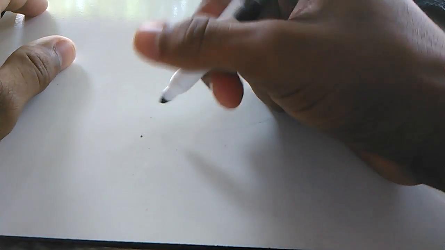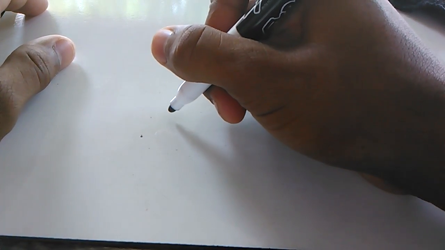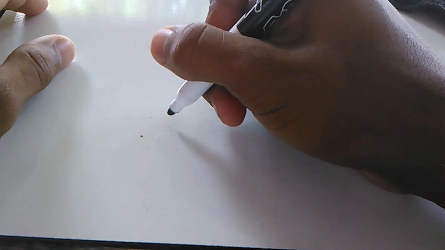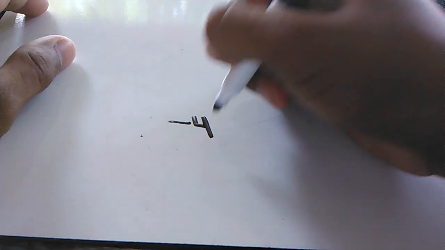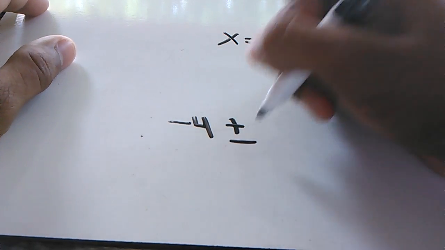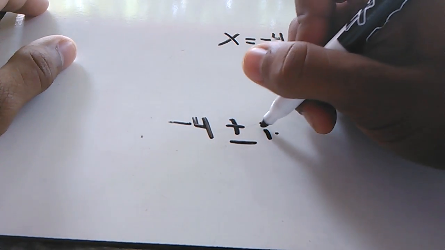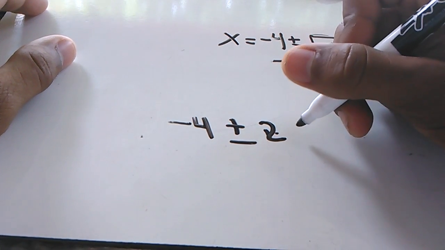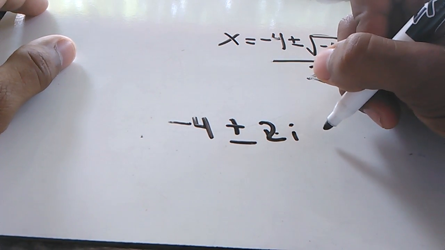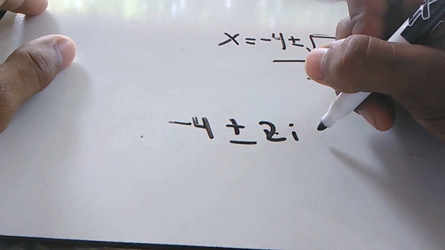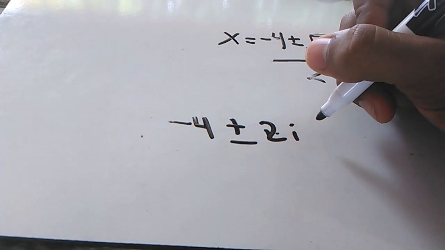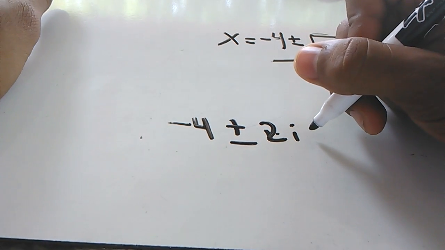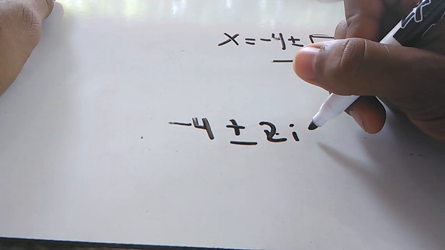Now that we know it's a negative 4, once we take the square root, that would be 2. So x equals negative 4 plus or minus 2i, because that's a negative sign. When you're square rooting and there's a negative, that means you put an i right there. So negative 4 plus or minus 2i over 2.